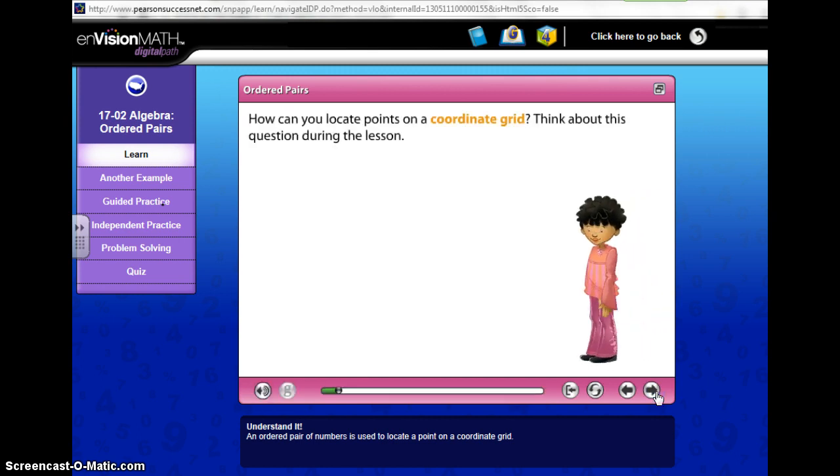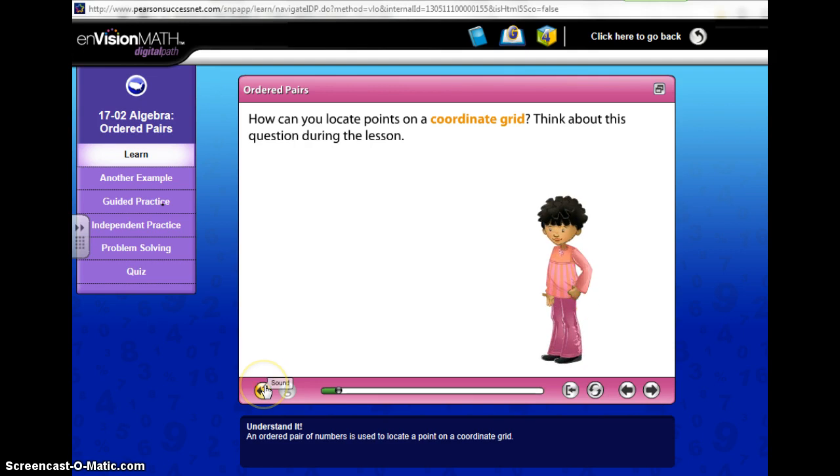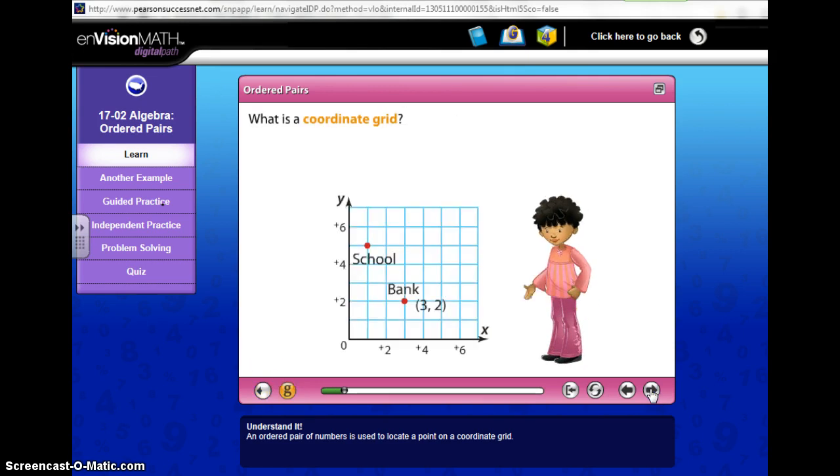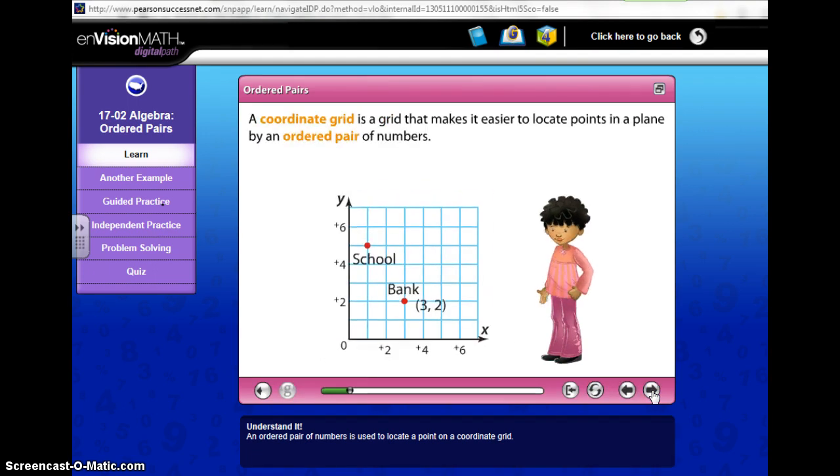How can we locate points on a coordinate grid? So we're going to start easy. We're going to take a look at a coordinate grid, which looks like this. Now our coordinate grid makes it easier to locate points in a place. And we do that by using ordered pairs. These are 2 numbers separated by a comma. It's very important though that we put them in the right order. And that order is over and then up.